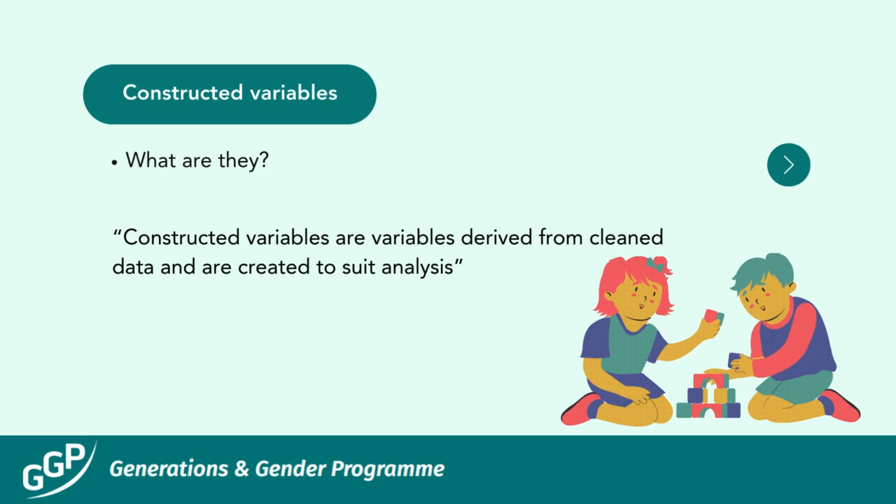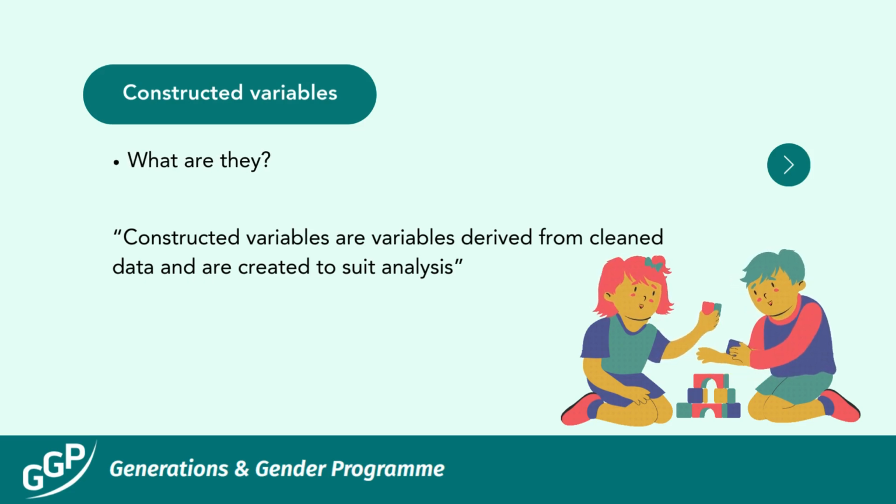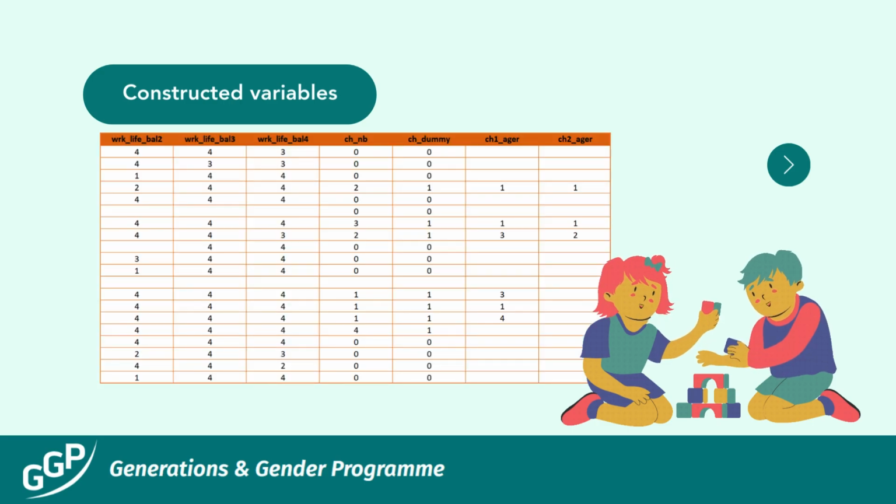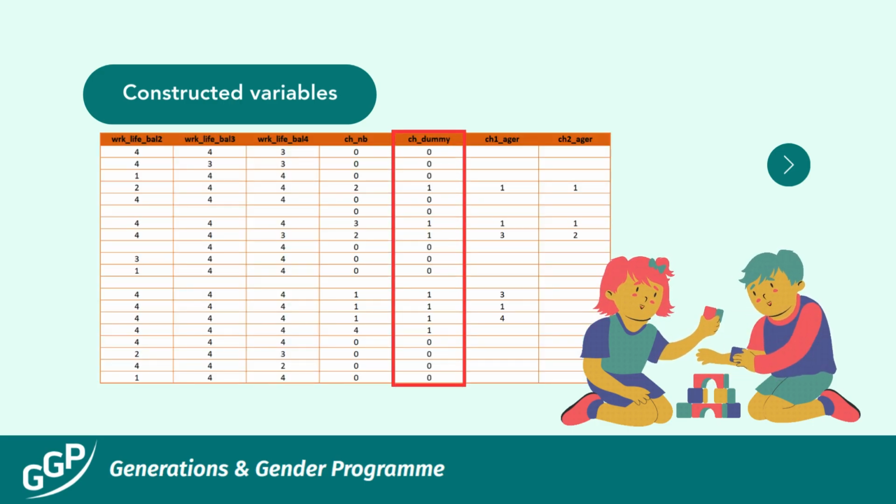Moreover, constructed variables are derived from the cleaned data and are created to suit analysis. Examples can be constructing categories of age or dummy variables from multiple respondent characteristics. In the GGS data, the dummy variable indicating whether the person has children was constructed from the number of children variable.